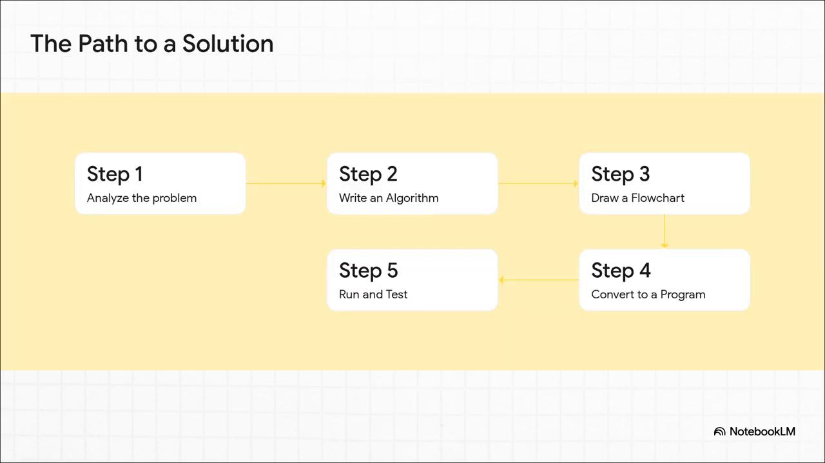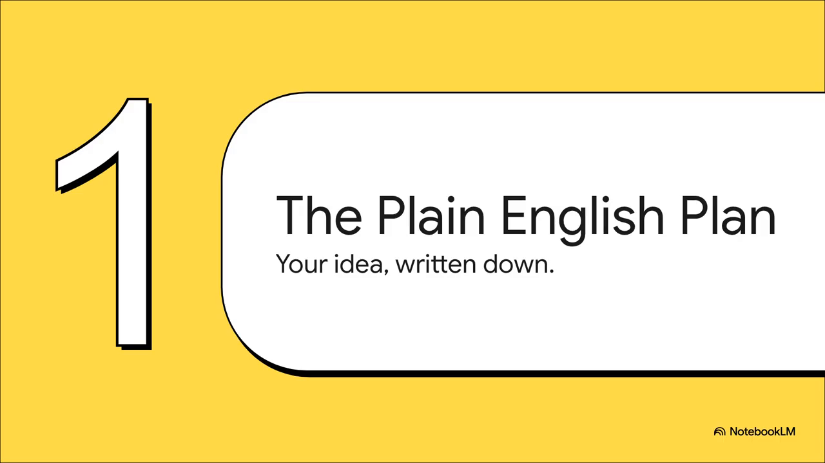So this is pretty much the standard path for solving any problem with a computer. You figure out what you're trying to do, you make a plan, and only then do you start coding. For this explainer, we're really going to focus in on those crucial planning stages that make all the difference: the algorithm and the flowchart.